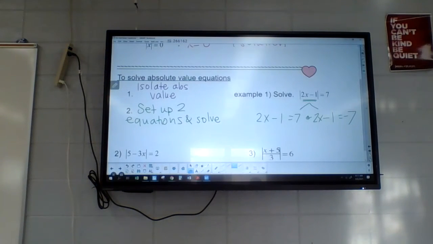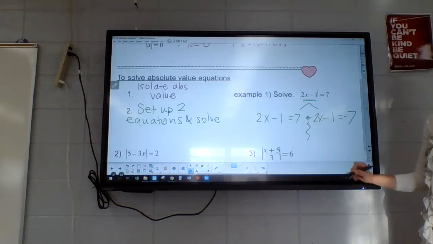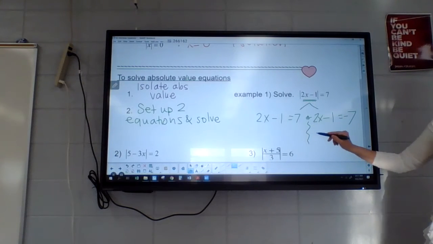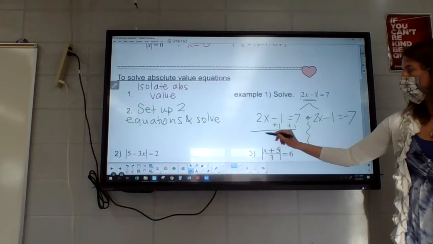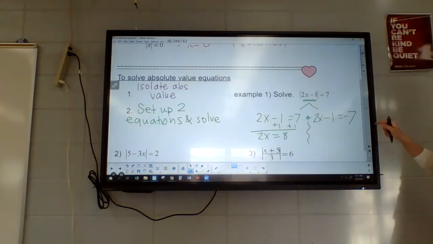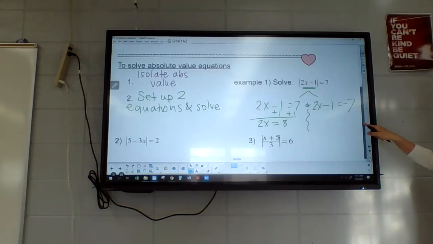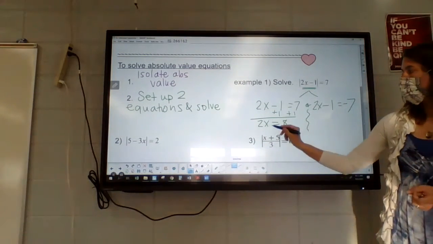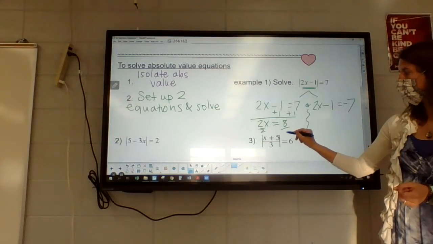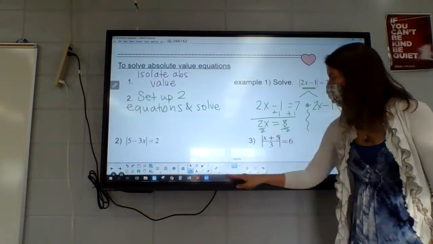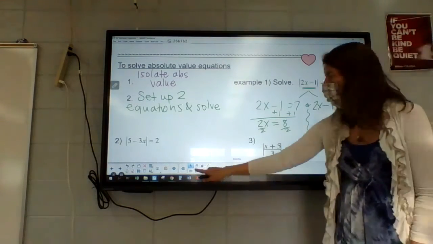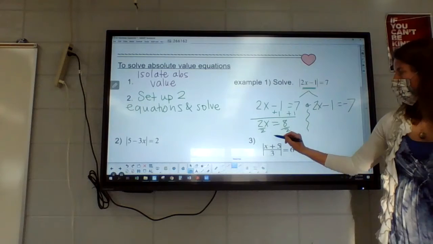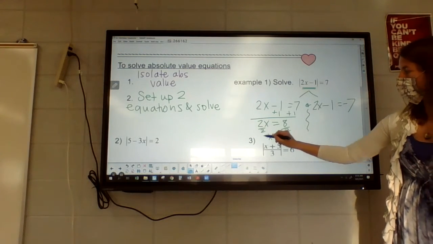All right, are we able to solve equations like these? Should be able to, right? So keep them separated here. I'm going to move this 1 over. So 2x will equal 8. Should have given you more space here. Then divide by 2. So x ends up being 4 is one of my answers.